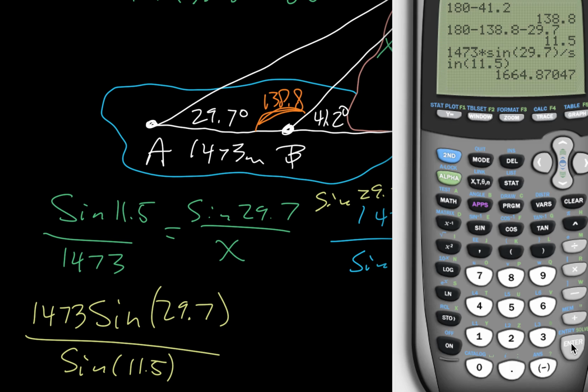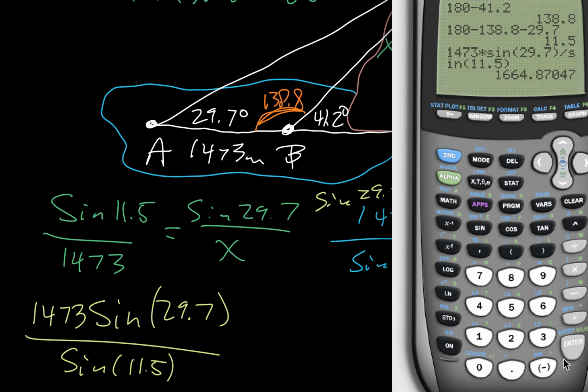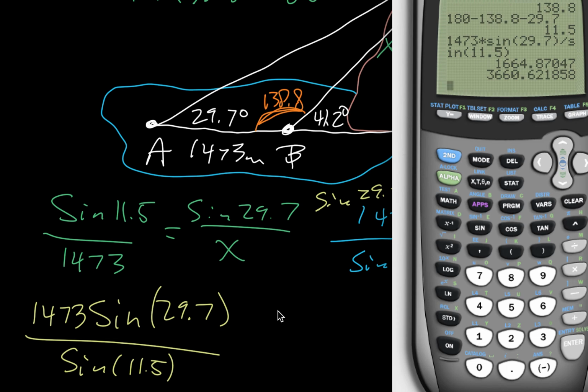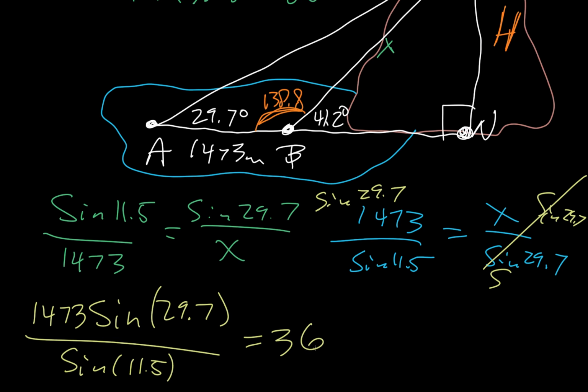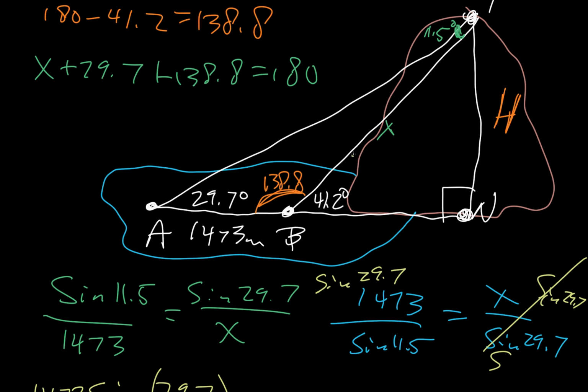Okay. Let's see. I don't think that's right, do I? Okay, that's why. I typed everything in right. I just wasn't in degrees. So I switched it to degrees. I hit enter. There I go. That's the answer I wanted. 3660.62. Okay. So on our diagram, that's our value for x. So 3660.62 is the length of this.